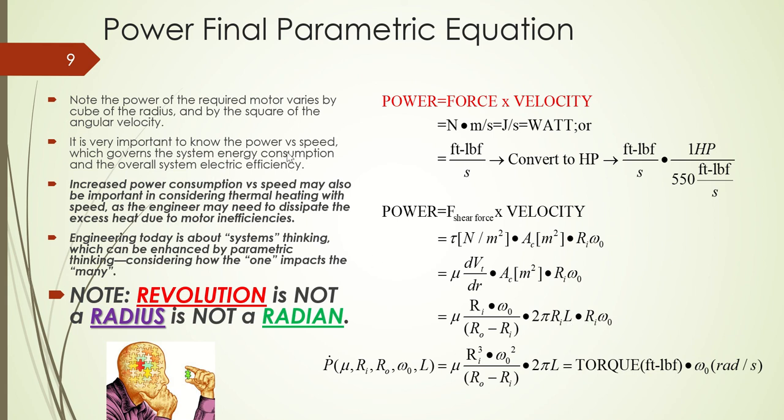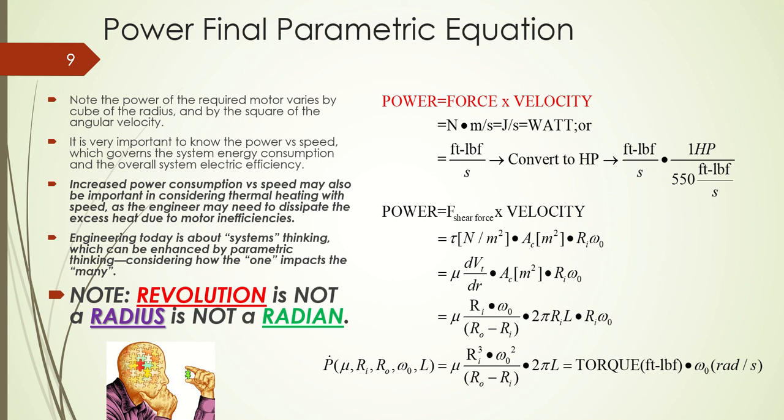It is very important to know the power versus speed, which governs the system energy consumption and the overall system electrical efficiency. So the increased power consumption versus speed may also be important in considering the thermal heating with speed, as the engineer may need to dissipate the excess heat due to the motor inefficiencies. Engineering today is about systems thinking, which can be enhanced by parametric thinking, considering how the one impacts the many.